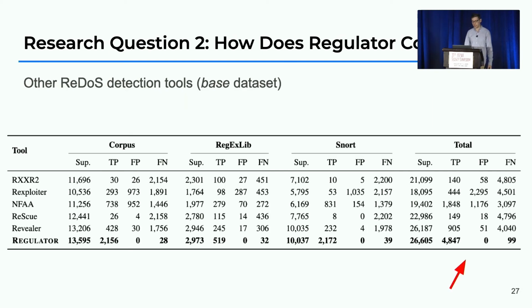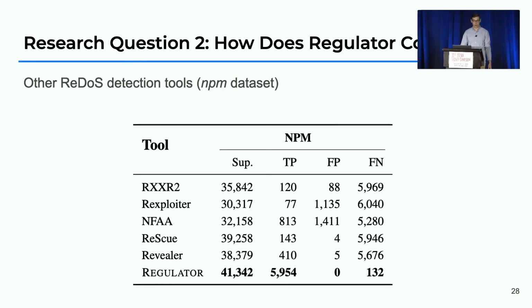How does it compare in terms of detections? This is a giant grid of numbers, so I'm just going to focus your attention down in the bottom right. We find that our true positive rate is much, much better, in fact, 2 to 7 times better than prior tools, and our false negative rate is quite low. We also find the same for our NPM data set.